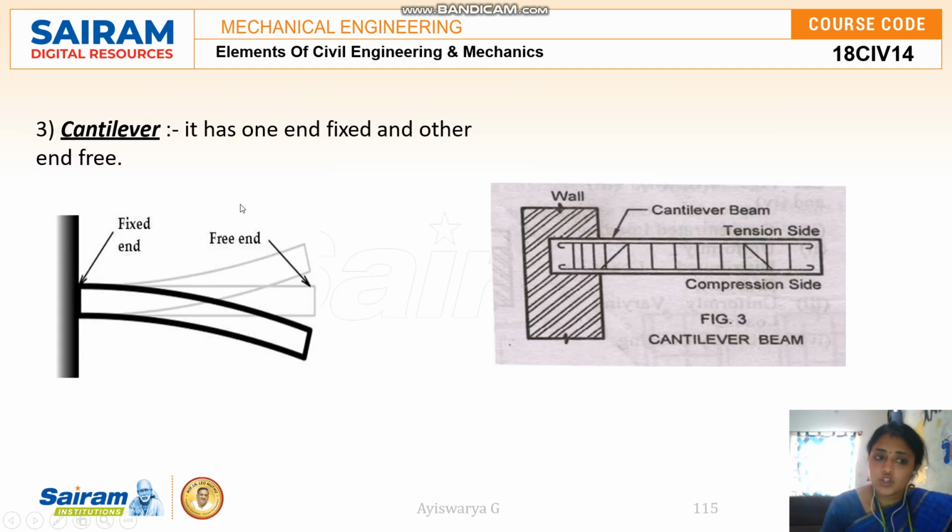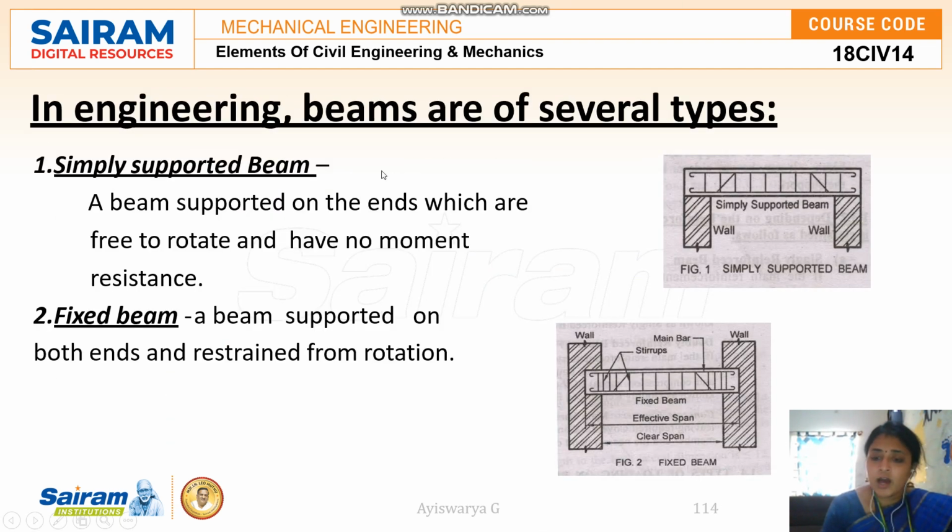In engineering, beams have several types. For example, the first type is the simply supported beam. A beam supported on the ends, which are free to rotate and have no moment resistance, is called a simply supported beam. See guys, this is an example. Here you can find a wall and this is the reinforcement. The beam is supported at the ends. It is not restrained from rotating, so no moment will be found over here.